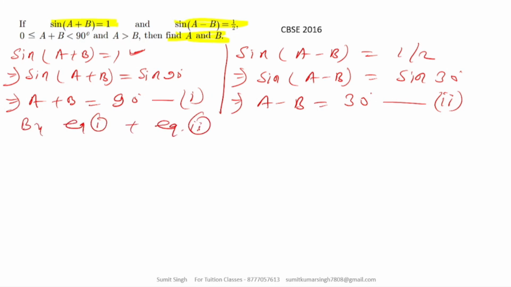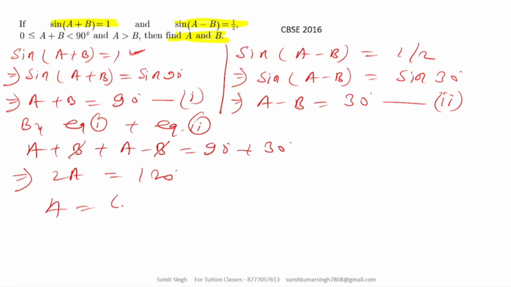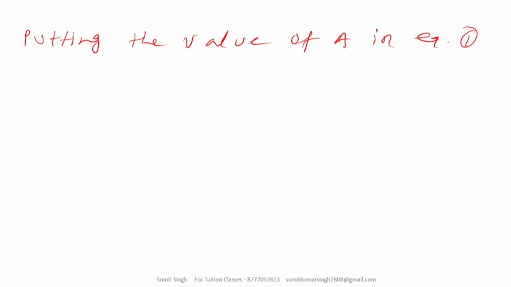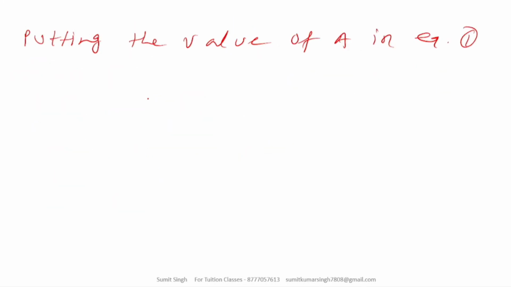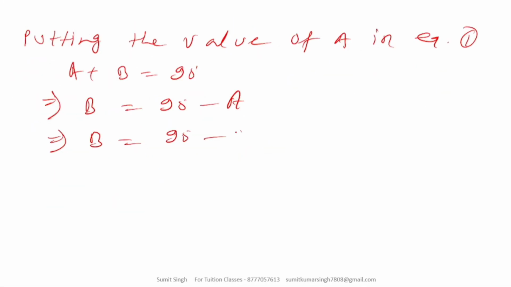To find the value of a and b, we will simply add equation 1 and 2. So after adding, the expression a plus b plus a minus b is equal to 90 degrees plus 30. So here minus b and plus b will cancel. So basically 2a will be equal to 120 degrees. So basically a is equal to 60 degrees. Now we have the value of a as 60. For getting the value of b, we will just substitute the value of a in any equation, like equation 1 or equation 2. After putting the value of a in equation 1, we have a plus b is equal to 90 degrees. b will be 90 degrees minus 60. So we will get the value of b as 30 degrees.